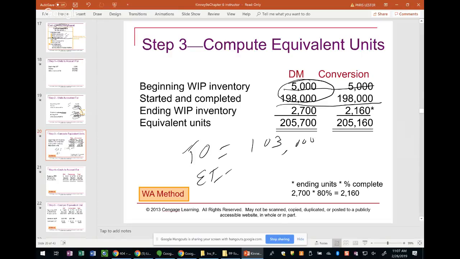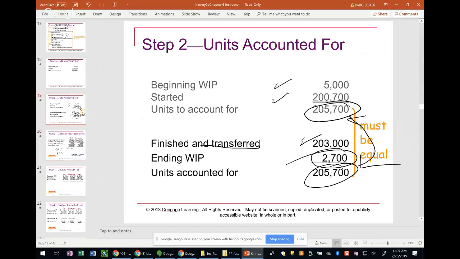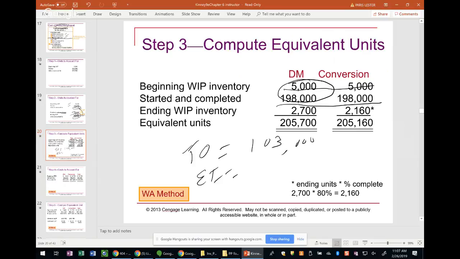Then the ending inventory for materials. Let me see how many units were. Ending work in process, 2,700 units. Materials, we had 100%. So we got the whole 2,700 units. Now that would give us a 2,057. The direct labor, it's some other percent of that 2,700. It's 80%.